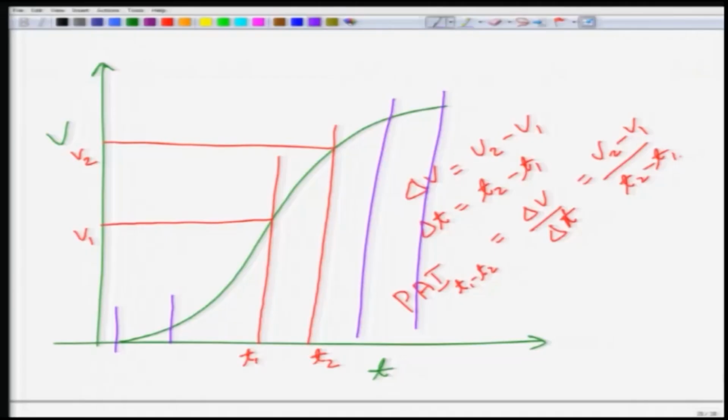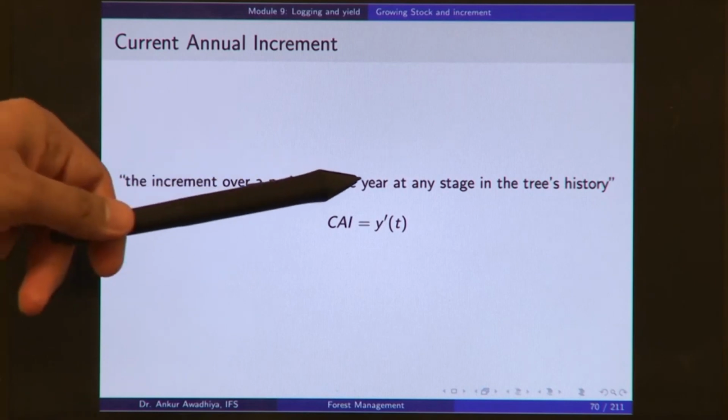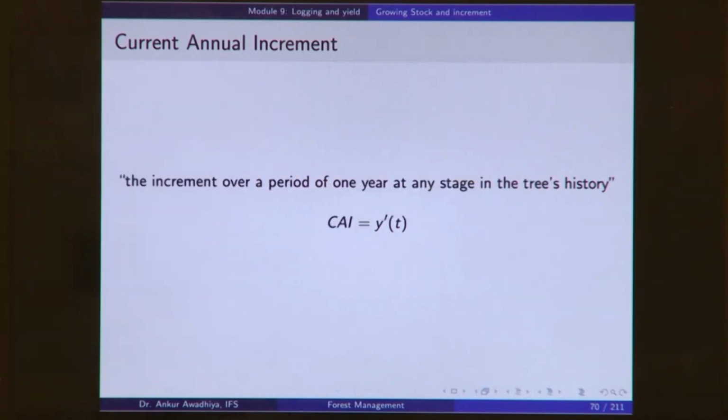Now, if in the place of this period of T2 minus T1, we say that T2 minus T1 is equal to 1 year, so we are doing these computations in such a manner that T2 minus T1 is 1 year, then we will say that the PAI is the current annual increment. So, the current annual increment is the increment over a period of 1 year at any stage in the tree's history. What is the change in the volume per year?